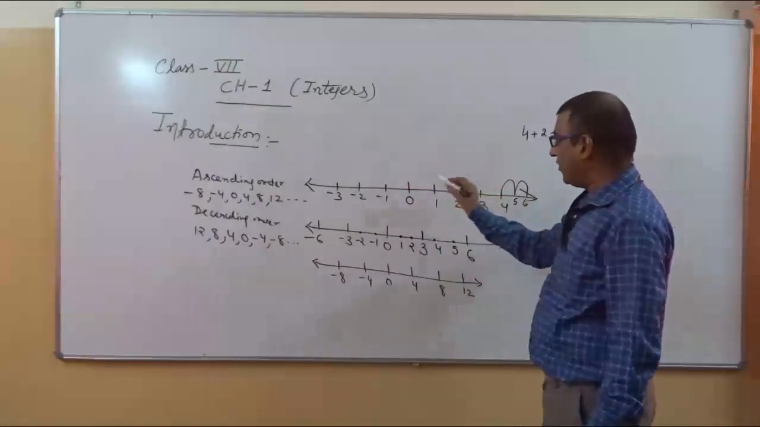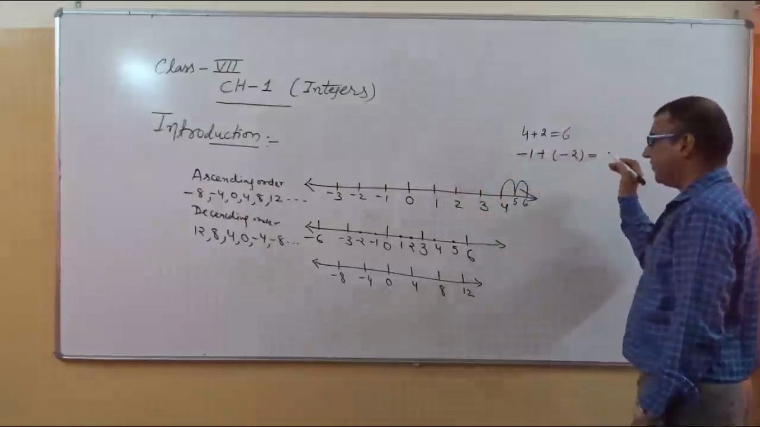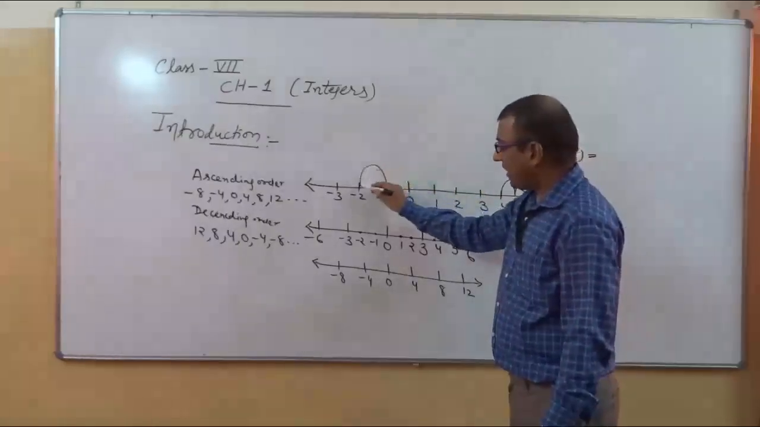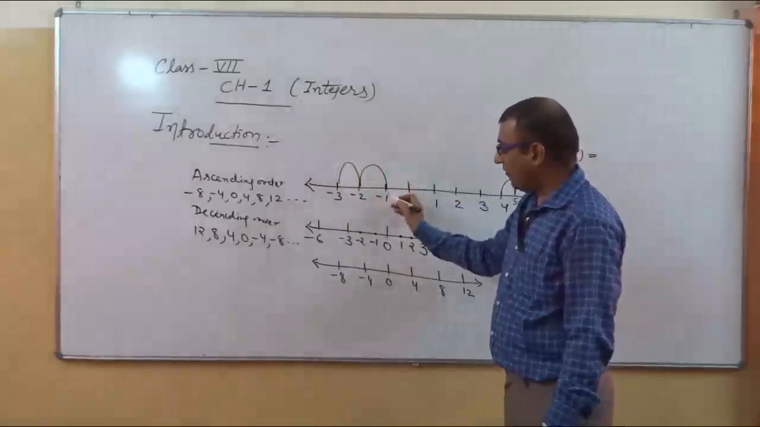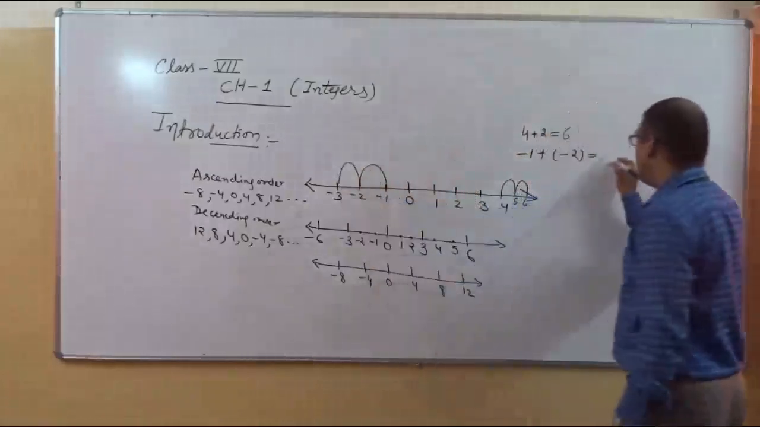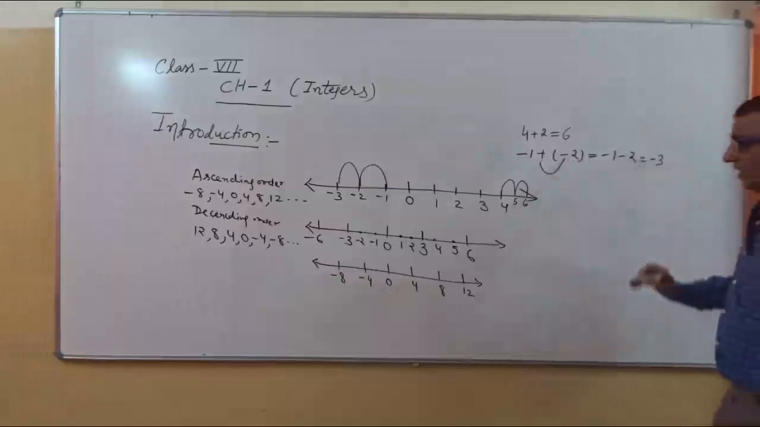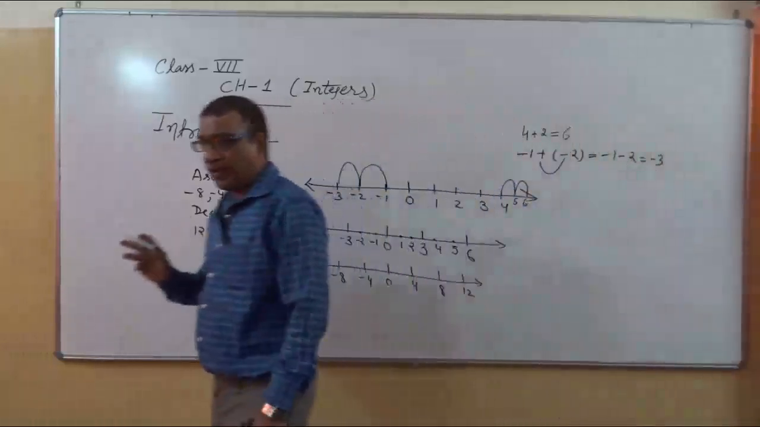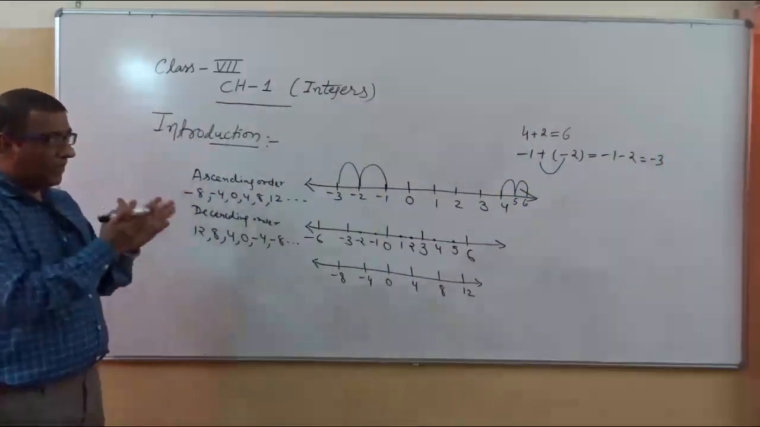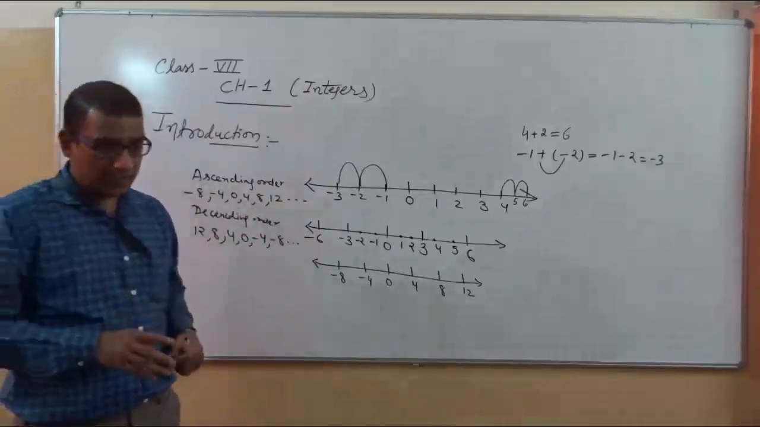For example, if someone says to you -1 plus -2, what does it become? So as per this number line, we will write it down in this way. We will go from -1 to -2 and -2 to -3. It means we will move to the left hand side and we will get -3. So all these concepts you know very well as per the previous class. But in this chapter we will deal with some more concepts of integers, their properties and operations.